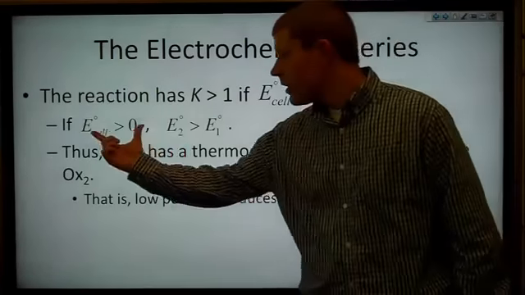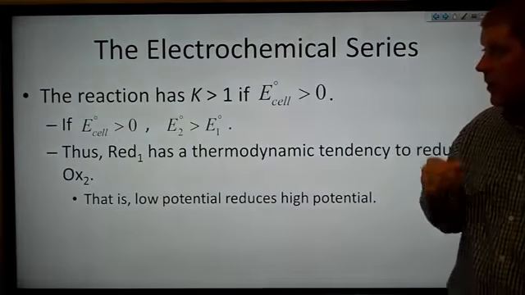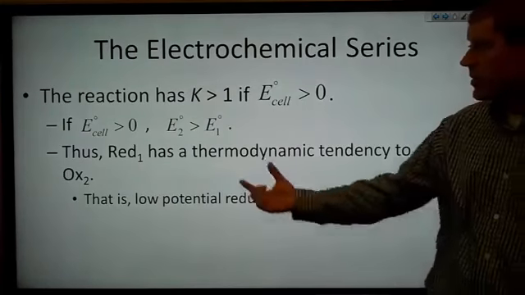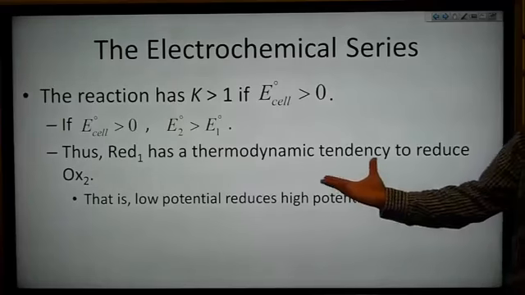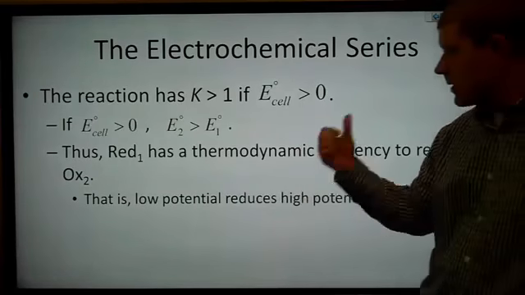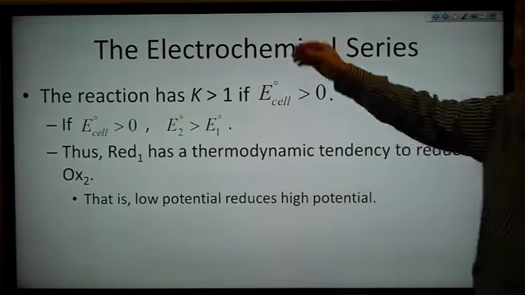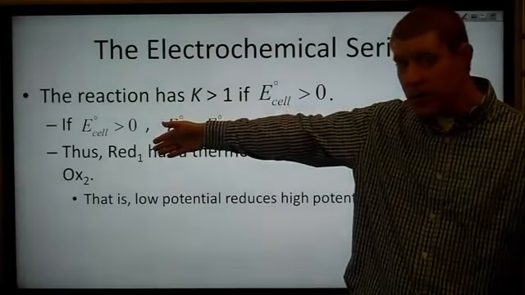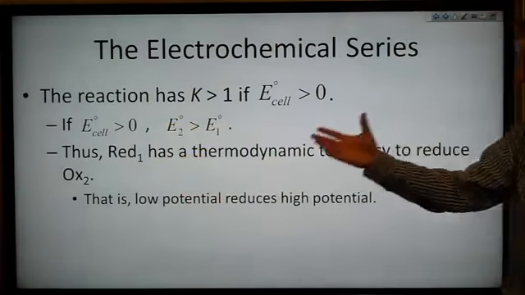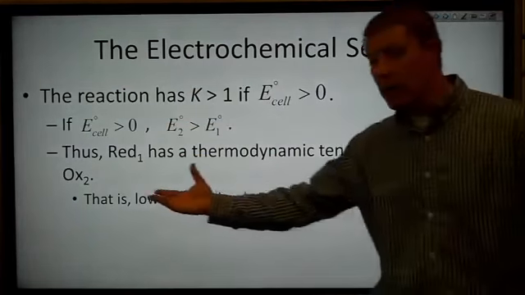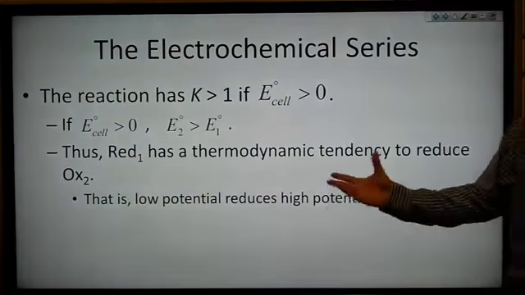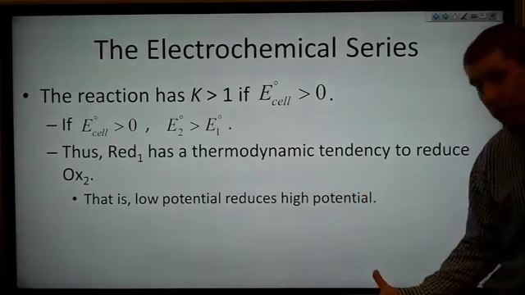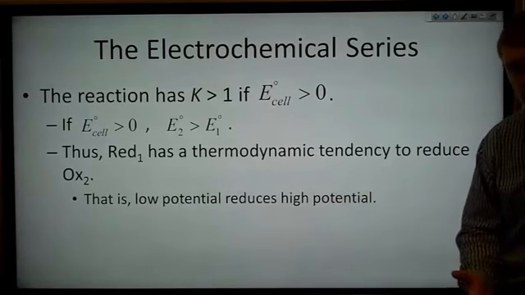So if E cell naught is greater than 0, then that means that E2 naught is bigger than E1 naught. And this means that our reduced species 1 has a thermodynamic tendency to reduce our oxidized species 2. Which means low potential reduces high potential.